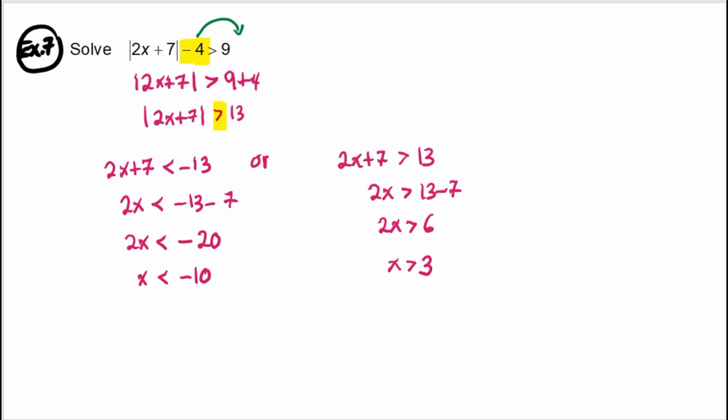So this is a union. This is the final answer for the inequality form. But if you want to write it on the real number line, therefore I have negative 10 here and 3 here. So all right, we don't have the equality symbol, so it goes this way for this one, and this one goes this way.